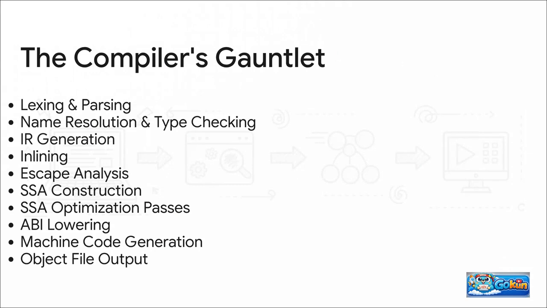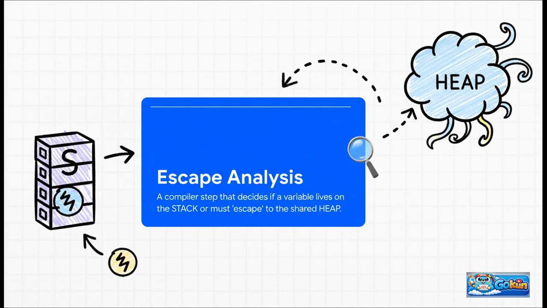Now, I know, that looks like a lot, and don't worry, we're not going to dissect all 10 of these today. Honestly, each one deserves its own deep dive. But for now, let's just focus on two steps that have a massive, massive impact on your program's performance: escape analysis and SSA construction. So, escape analysis. This is all about being smart with memory. For every single variable in your program, the compiler has to make a critical decision. Can this variable live on the superfast temporary stack, or does it have to escape to the shared, more permanent heap? This single choice has huge implications for how fast your program runs.